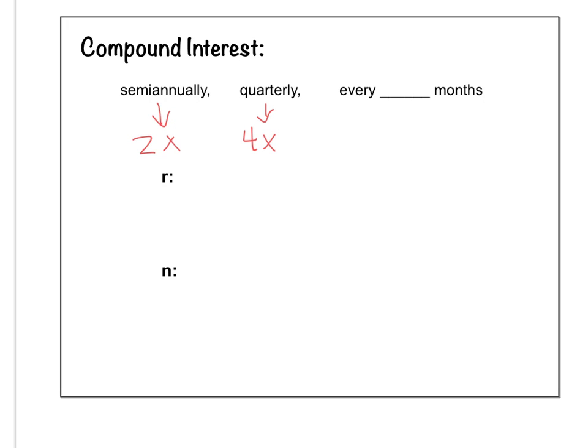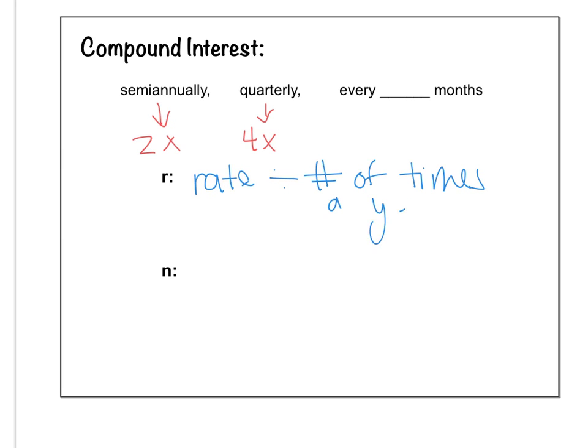When you have these types of problems where it gets compounded more than once a year, you have to change 2 things. You have to change what you use as your rate, and you have to change the N more than just your number of years. Remember, with rate, you want to take the rate that you get and divide it by the number of times a year.